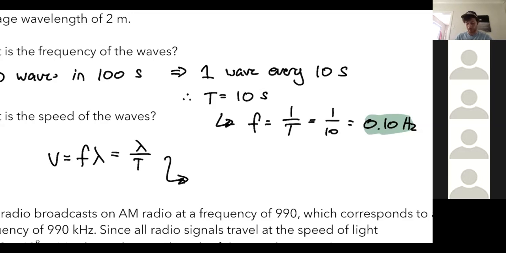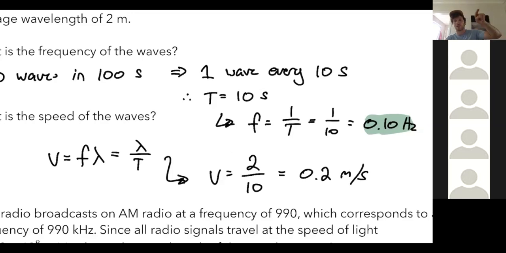I'll do, sure, it's right there. Lambda is a 2 meter wavelength divided by 10 seconds, right? Which is 0.2 meters per second. So these waves are moving at 0.2 meters every second as they saunter through the water. It's beautiful, good stuff.